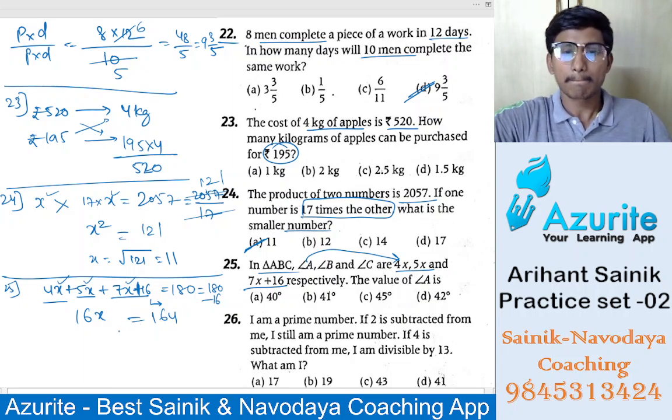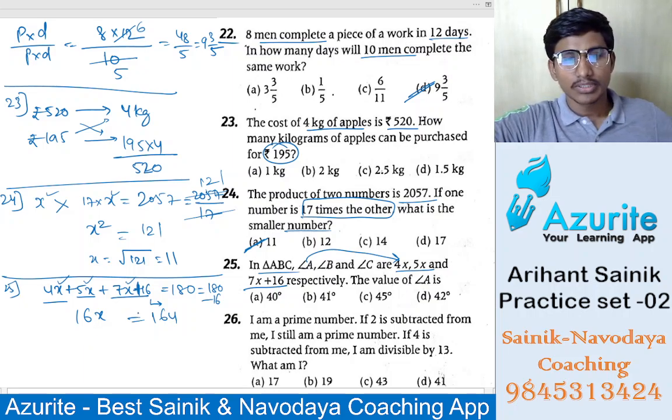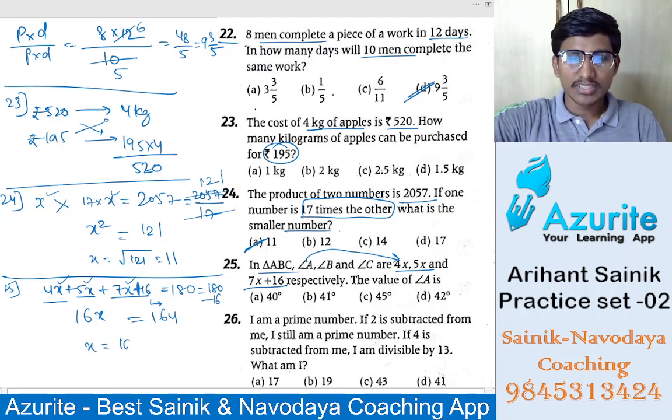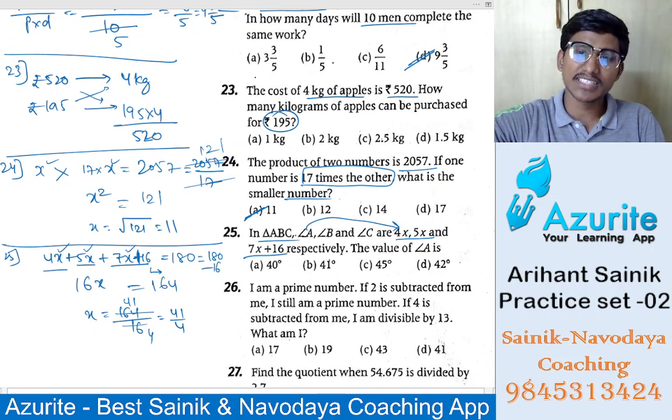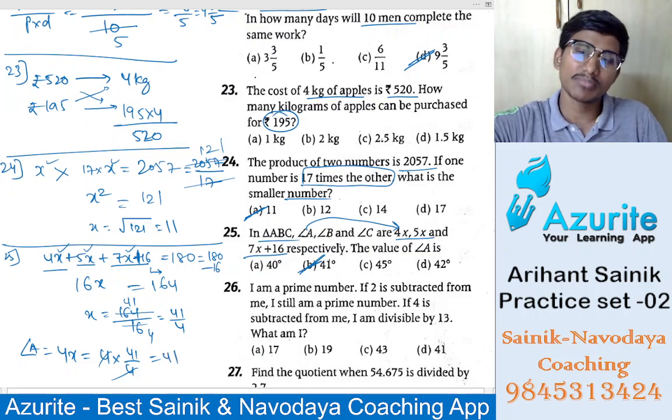Now you have to divide with 16. So x is 164 divided by 16. You divide with 4. 4 4s are 16, 4 1s are 4. So 41 by 4 is x. But they are asking angle A. A angle is how much? 4x. 4x means 4 into x. 4 into 41 by 4, 4 4 cancel. 41 is the answer. Option B. Okay?